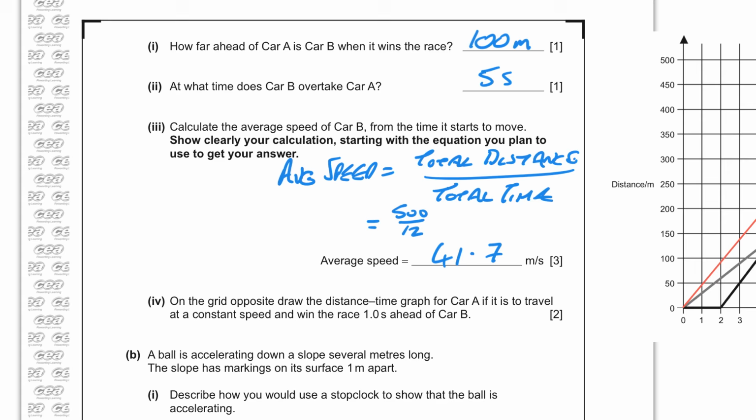Part B. A ball is accelerating down a slope several meters long. The slope has markings on its surface 1 meter apart. Describe how you would use a stop clock to show that the ball is accelerating. So if the ball's heading down here and it's getting faster, then crossing one of the early 1 meter gaps is going to take a longer time than crossing one of the later 1 meter gaps. So you would need to do 2 separate experiments, one where you're timing an early one, where you're timing a later one.